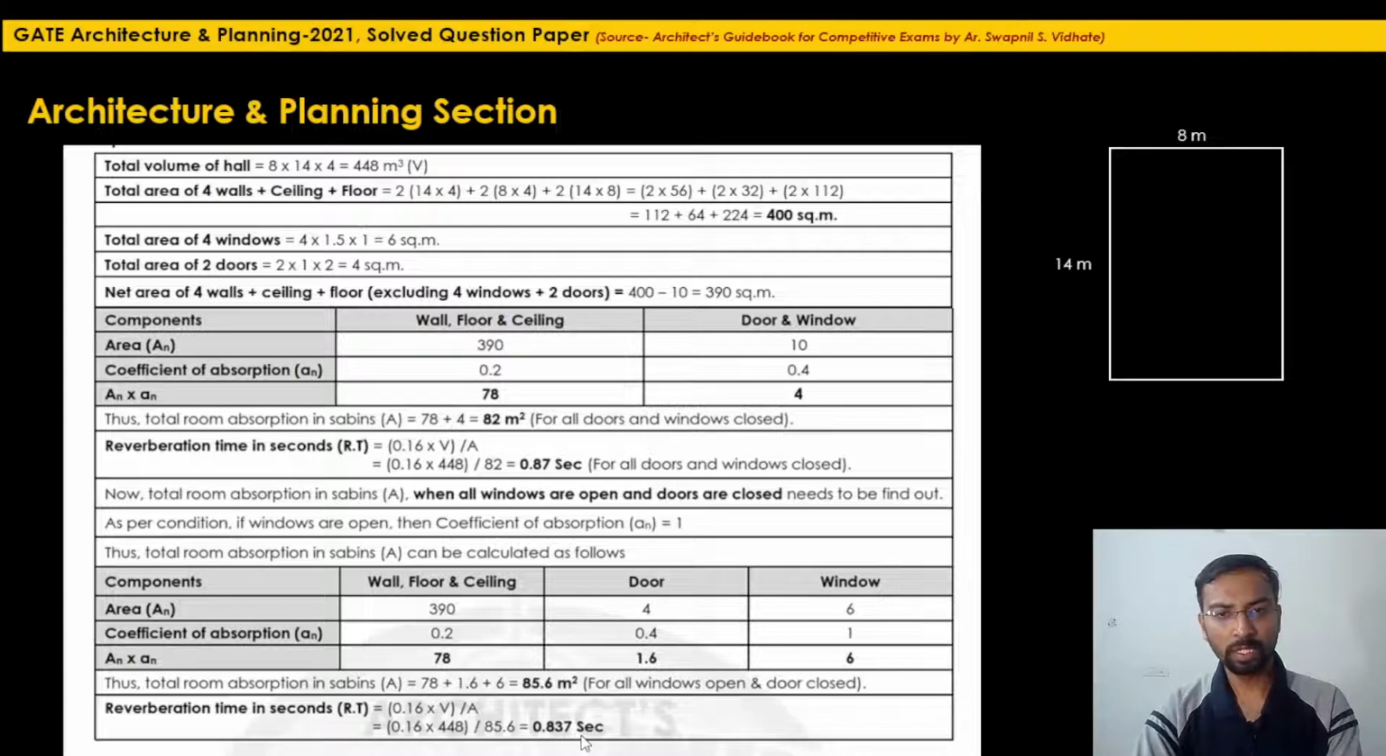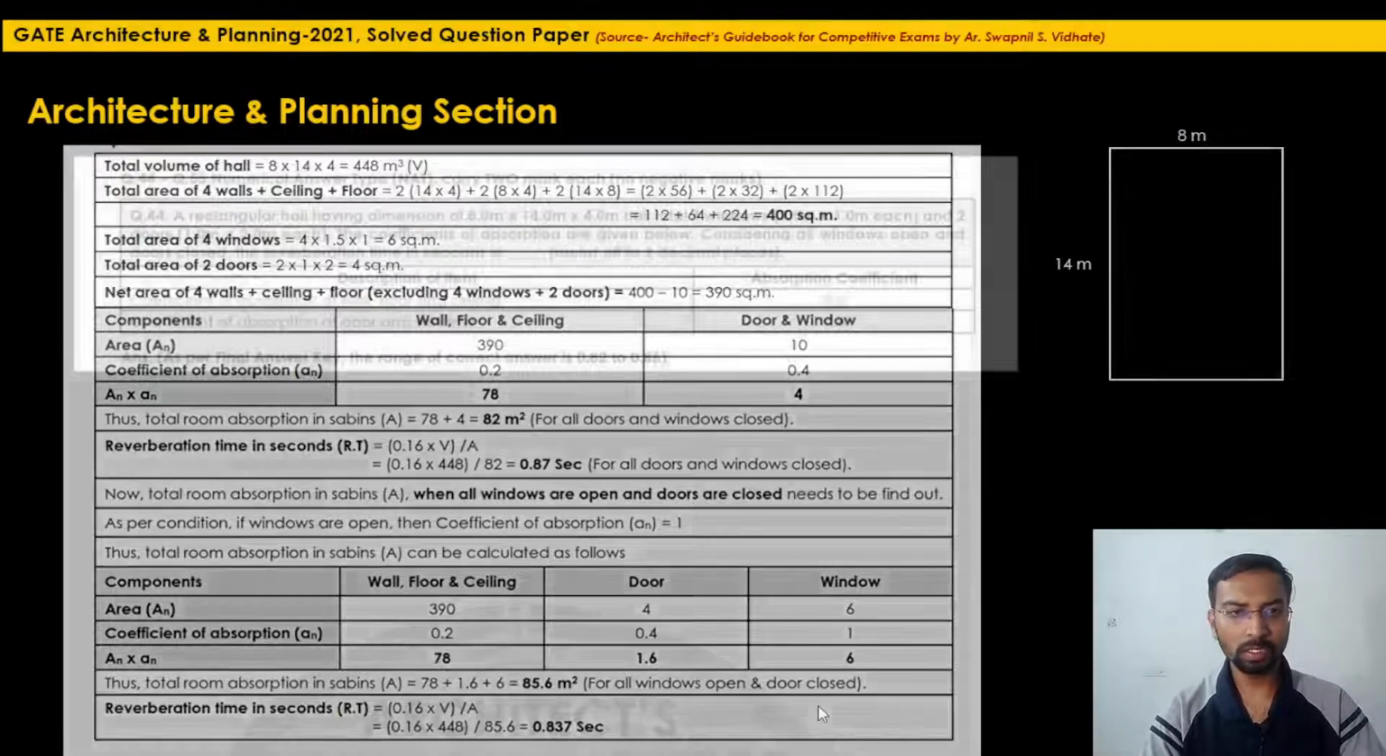This was a very easy example. Generally reverberation time examples are very easy to solve. Just you have to tabulate the information, analyze, and do the calculation correctly. Please see what is the unit given for these particular components. Sometimes it happens that doors and windows might be given in mm, so you have to convert it into the same unit and do the multiplication. Otherwise, putting these values in this simple formula is a very easy task.